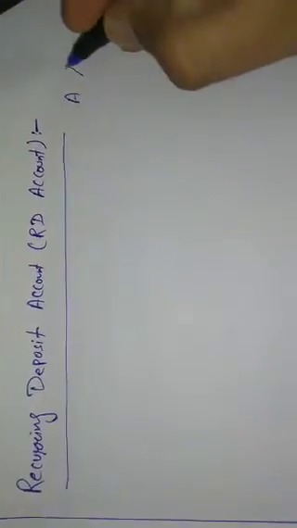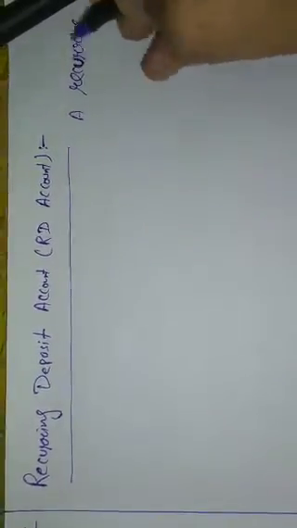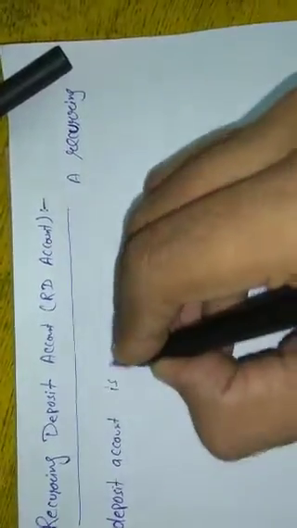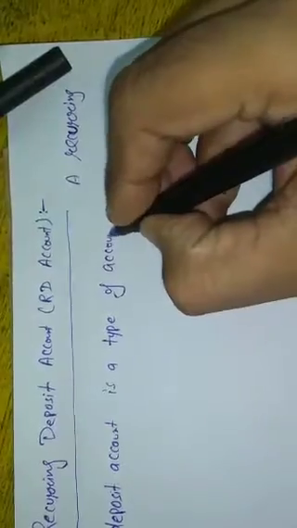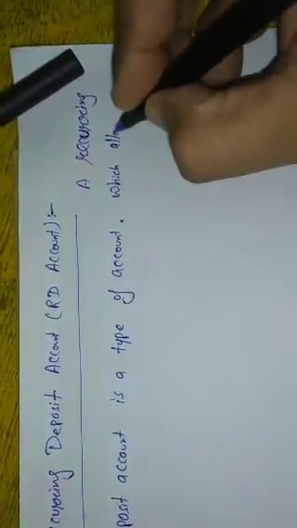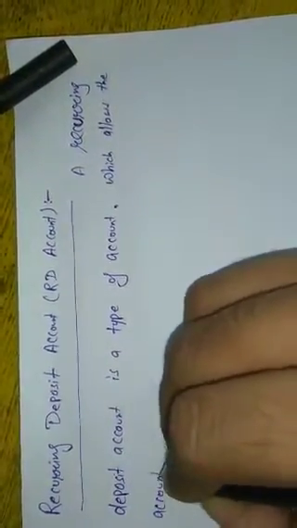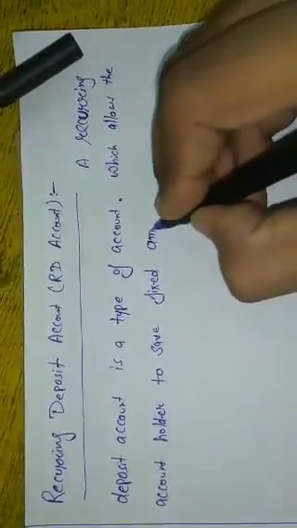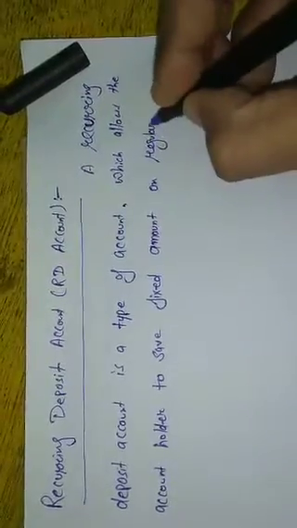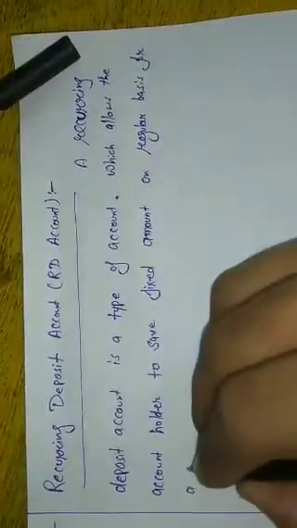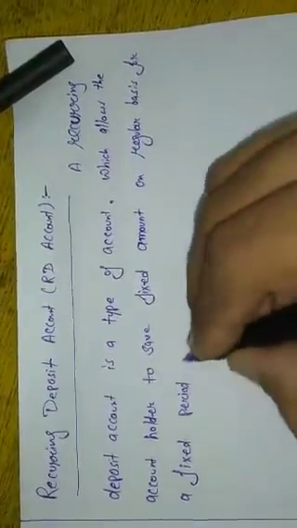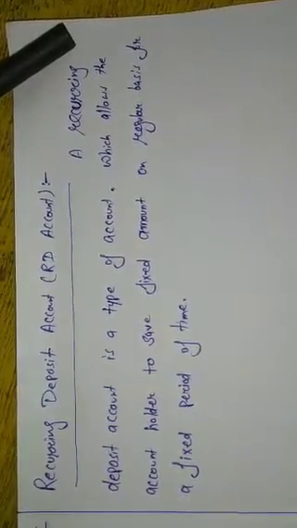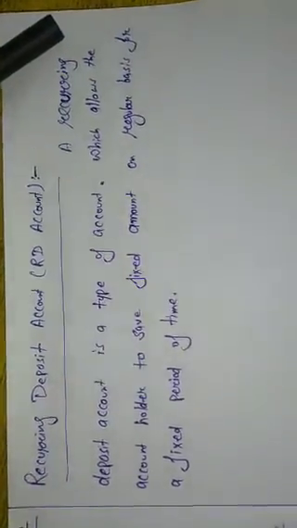So here you can write a recurring deposit account. A recurring deposit account is a type of account which allows the account holder to save fixed amount on a regular basis for a fixed period of time. Okay, so it means that type of the amount has been deposited on the fixed period of the time, clear, and the amount has been deducted on the month by month duration, any fixed amount.